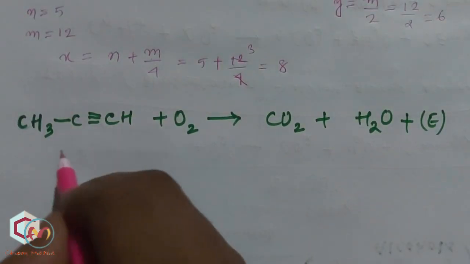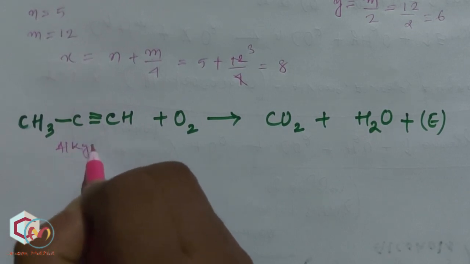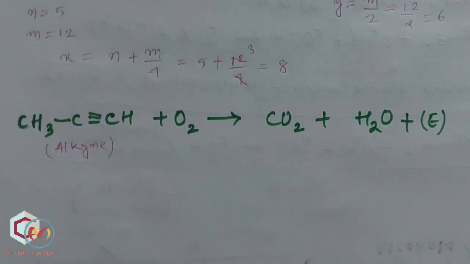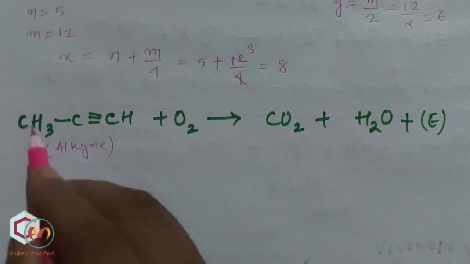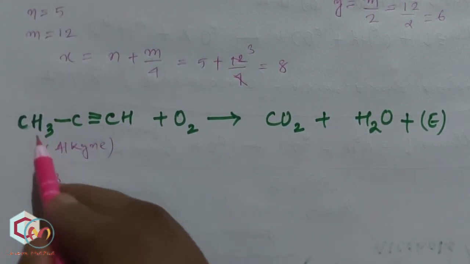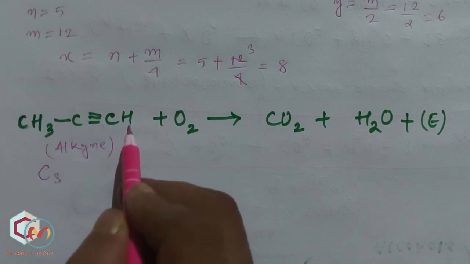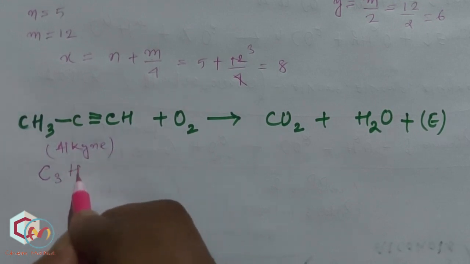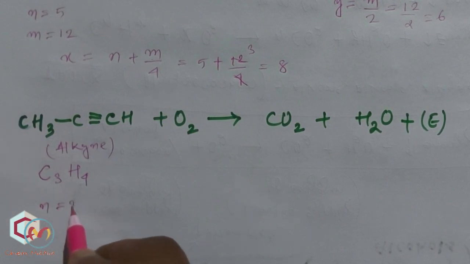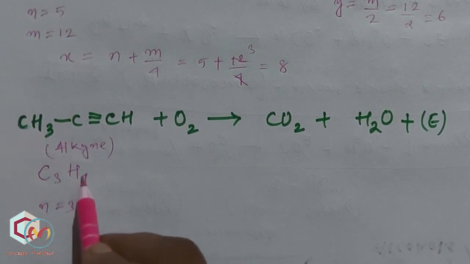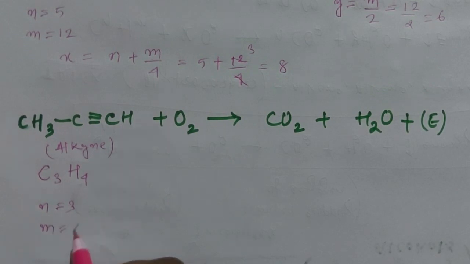So here this is one alkyne. Okay, so we will write this formula, that is number of carbon is 3, hydrogen is 3 plus 1, that is H4. So here n is equal to 3, that is number of carbon atom is 3, and m is equal to number of hydrogen atom, that is equal to 4.